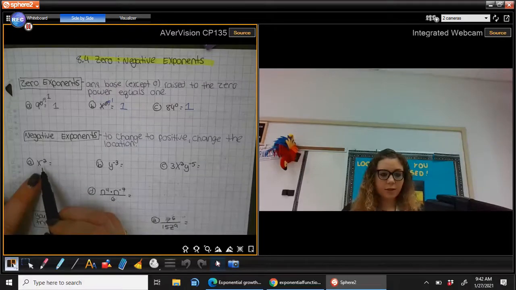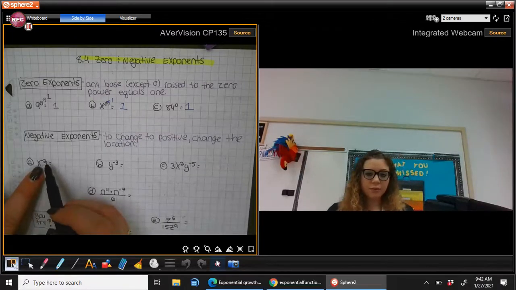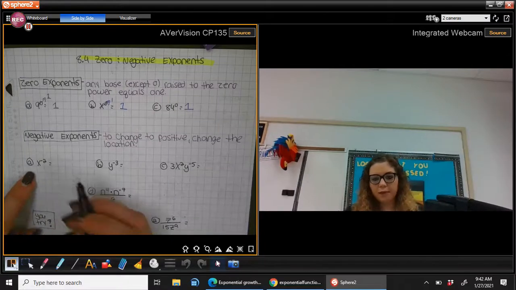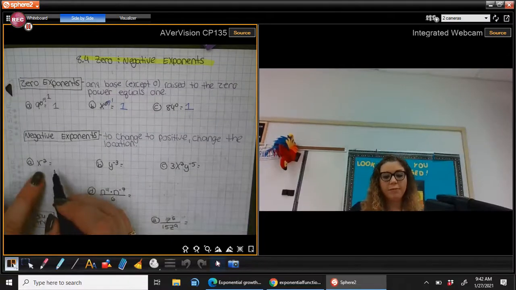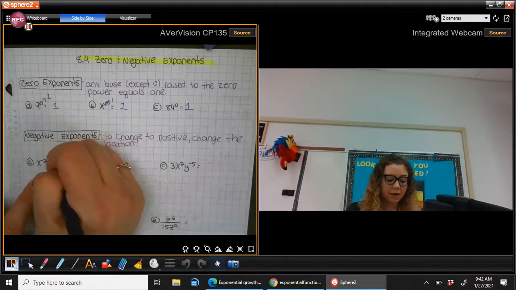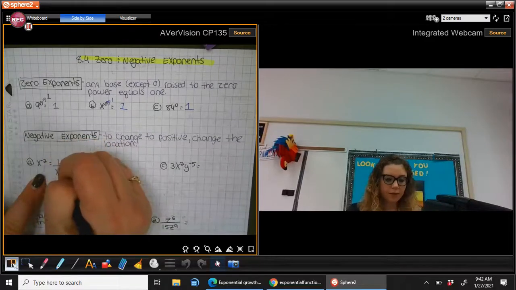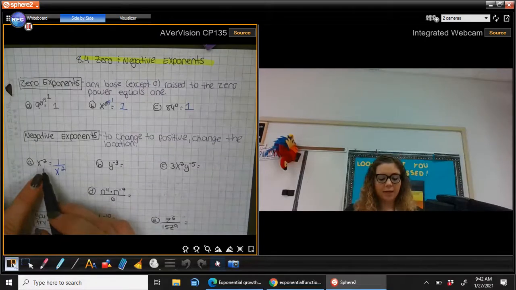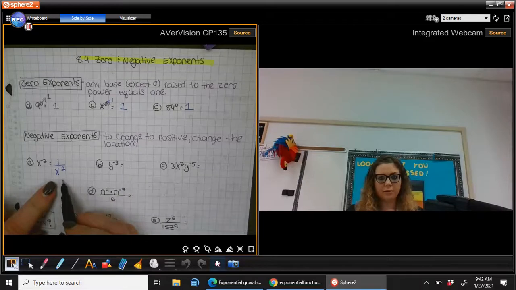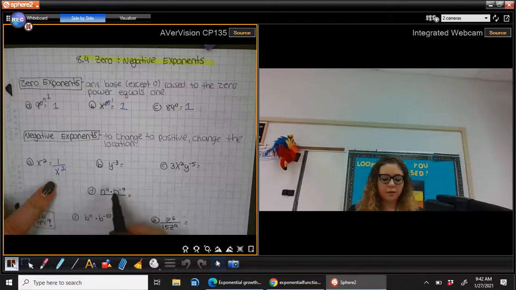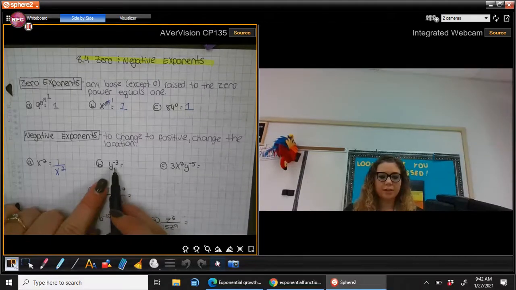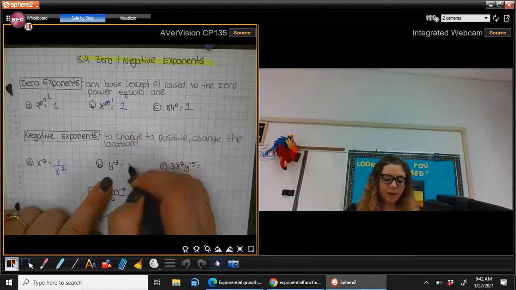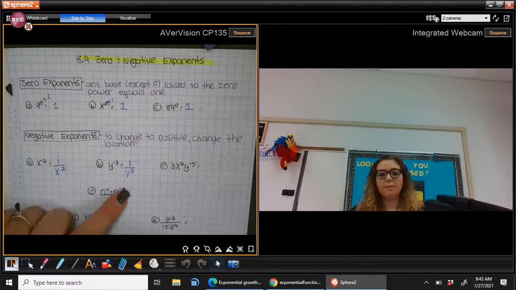If you look, x to the negative 2 is on top. It's not underneath anything, so I'm going to put that underneath the house to make it positive. So I'm going to have x to the 2nd. All I did was, this was above the house, I'm putting it underneath the house and making it positive. Y to the negative 3rd, again it's above the house. To make it positive, I'm going to put it below. So it's going to be y to the positive 3.